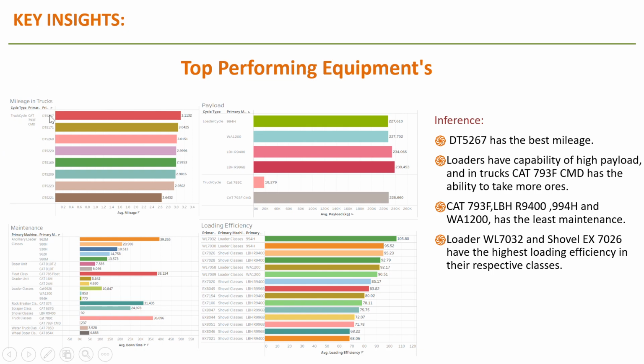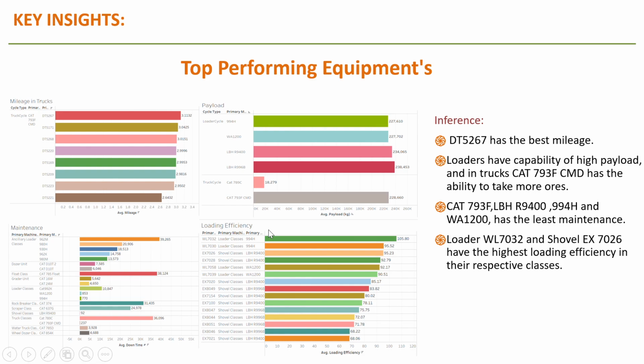These are the particular names which are having higher mileage compared to the others, which can be considered for cost effectiveness. And for payloads, in the truck section, these names have very high payload carrying capacity, and in the loader section these have the high payload carrying capacities. If we consider maintenance, these have very low maintenance compared to the other categories, which have higher maintenance.